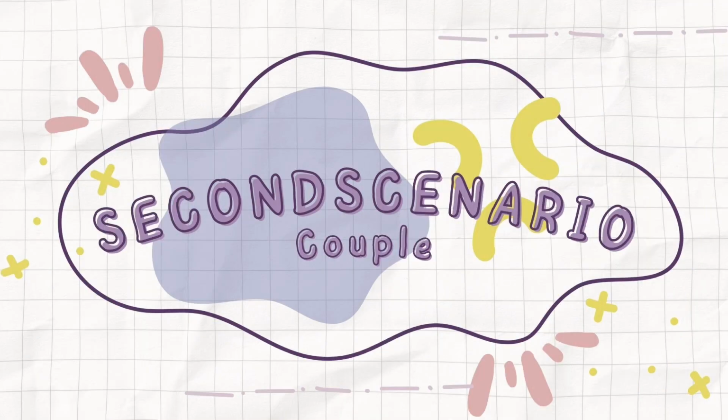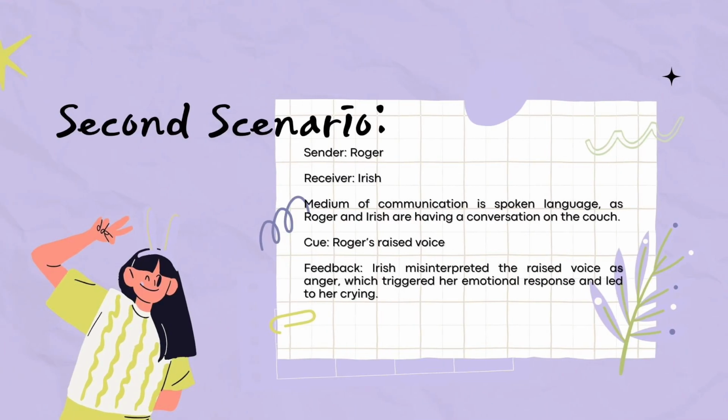In the scenario, the sender is Roger and the receiver is Irish, his wife. The medium of communication is also a spoken language, as Roger and Irish are having a conversation on a couch. The cue in this scenario would probably be Roger's raised voice, which was an intentional expression of concern for Irish's well-being. Irish misinterpreted the raised voice as anger, which triggered her emotional response and led to her crying.